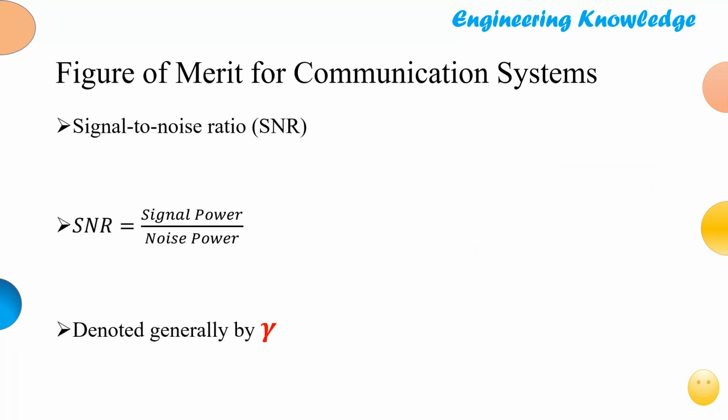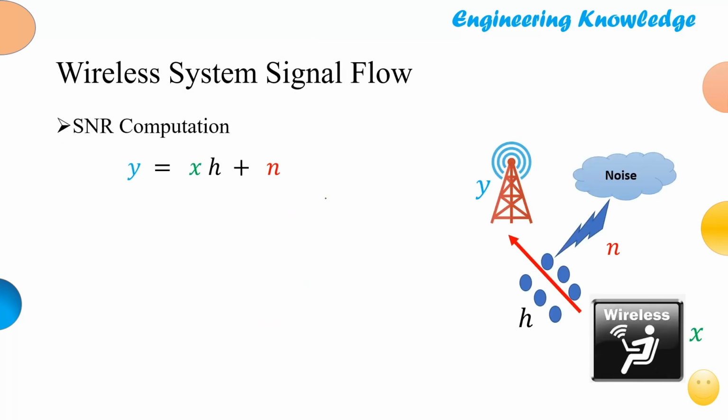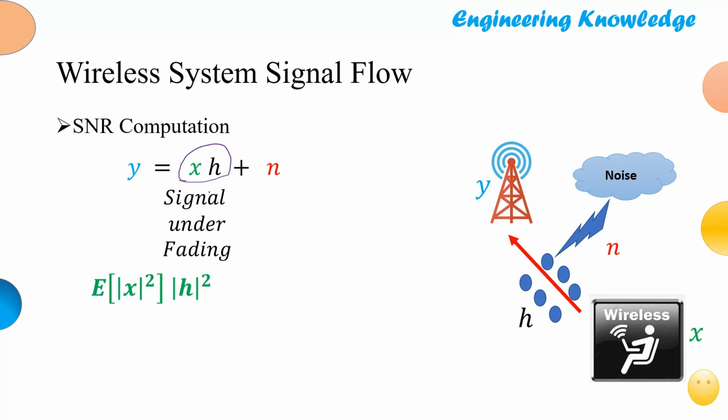Based on this, we calculate the signal to noise ratio, which is the most important performance metric for wireless communication systems. It is basically the ratio of signal power to noise power. We generally denote it using gamma. So if I look at this equation again, this component here is the signal part. The signal is inside the fading, so h into x, and this means that the signal power is the expectation of mod x square and h square, because these are voltages.